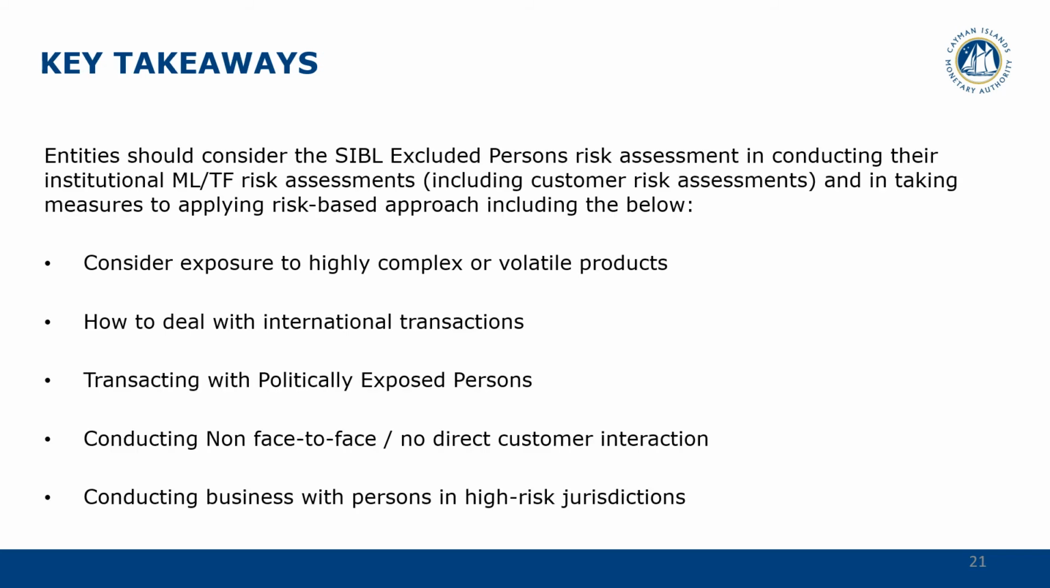So what are the key takeaways for financial service providers when considering this risk assessment into CbP EPs? Well, entities should consider, when conducting their institutional money laundering terrorist finance risk assessments, the following aspects. They should consider their exposure to highly complex or volatile products. They should consider how they deal with international transactions. They should consider politically exposed persons. And then they should take into account the findings on non-face-to-face and use of intermediaries in this business.